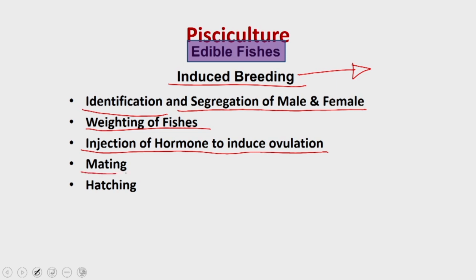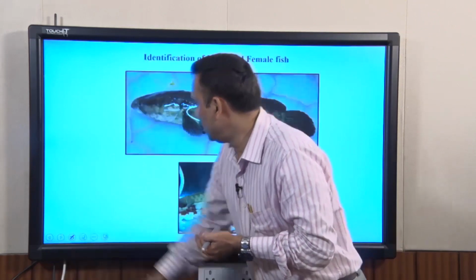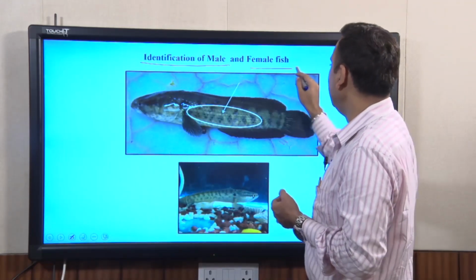Then you have to keep this female for mating, and then ultimately you are going to get the embryos which are going to go for the hatching process. So, what you have to do is identify the male and the female fish.